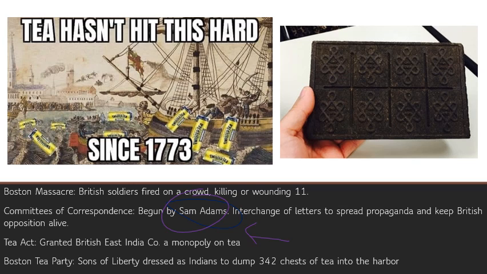No, you guys, these chests of tea had tea bricks in them. So you can see in that picture on the right, these tea bricks, they are densely packed, they're heavy, they're big, and they were packed into some pretty big chests. So this took a long time, and nobody intervened. Why? They were scared of these guys.